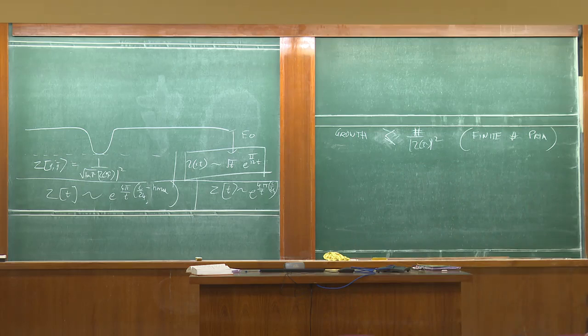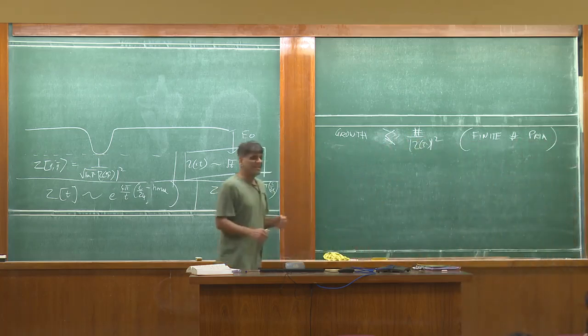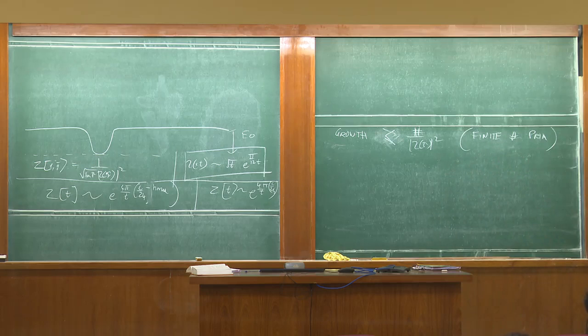Excellent. So this growth is less than or equal to this. Now, when I say less than or equal to, you have to understand it, right? I'm writing a partition function. What you really want to do is, from that partition function, extract the number of states as a function of energy, and that number should be less than or equal to.